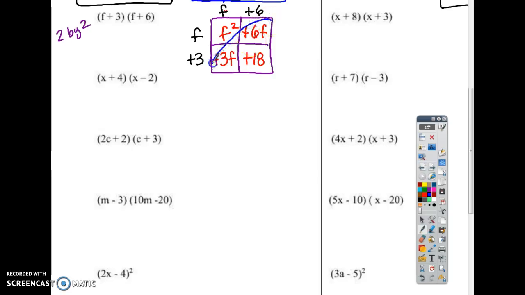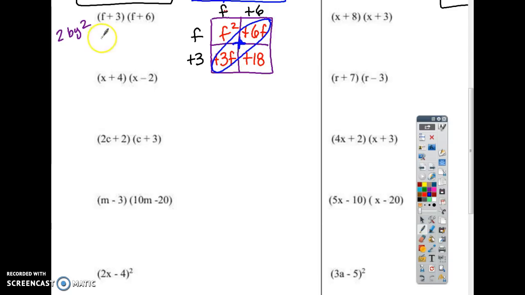That means I can combine these like terms. How do you combine them? By adding them. This little plus in the middle means to add. So 3 plus 6, 9f. You don't count how many f's you have anymore. Okay? You just combine them. They're the same, so they're combined. So this gives you 9f.